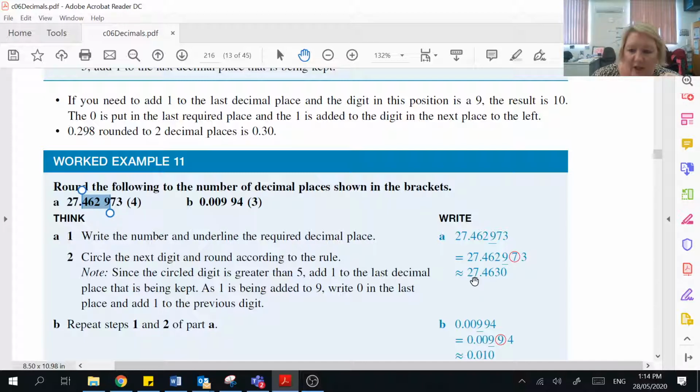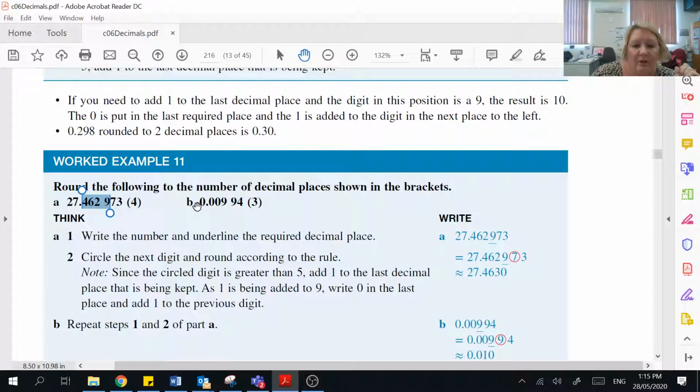So it's going to be 27.4630. Let's check our answer down here. We are very much correct. So that's as difficult as it gets rounding up. And remember, if you ever get confused, if you are adding 1 to put the 2 numbers together, 29 plus 1, easily you know that that equals 30, and those 2 numbers change to 30.